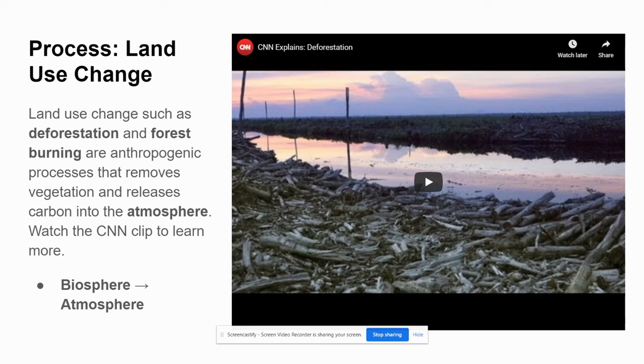Watch a CNN clip to learn more about it. How is the deforestation impacting the carbon going from biosphere to atmosphere?